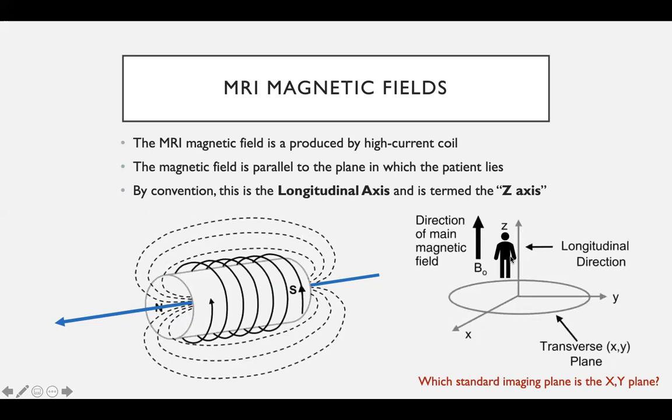Everything is 3D, so we have two other axes. We have the x-axis and the y-axis, and together they will form the transverse plane. If we think about our patient lying in the MRI scanner, the transverse plane is going to be an axial plane through that patient. So these are very important principles. We're going to be talking about the z-axis being longitudinal, and the xy plane being the transverse plane.